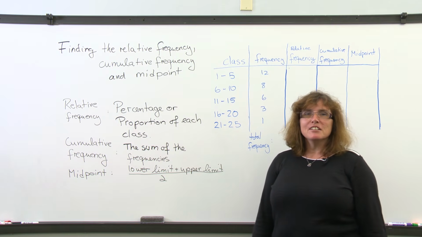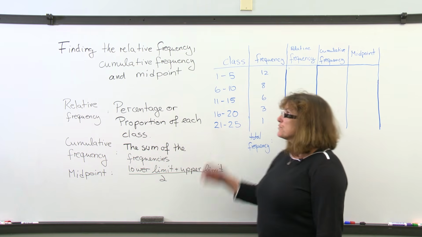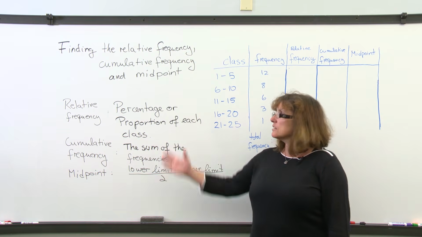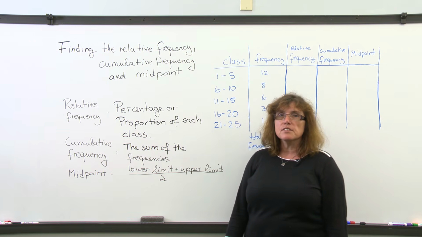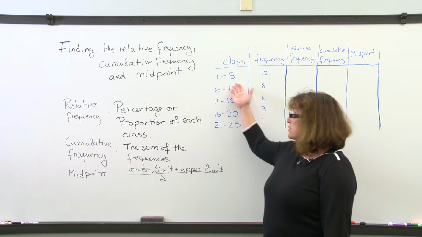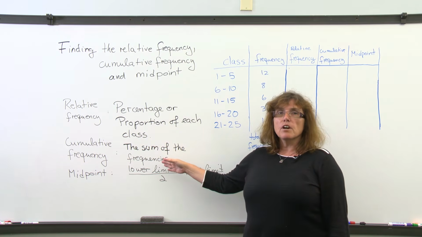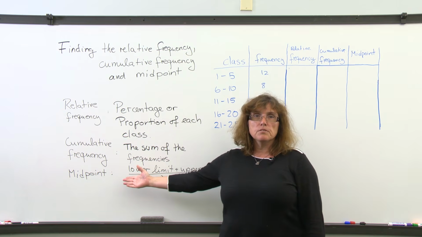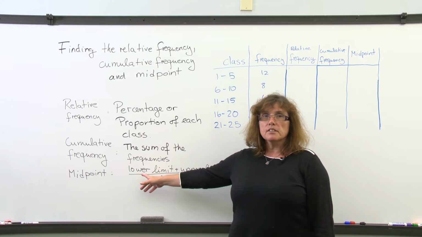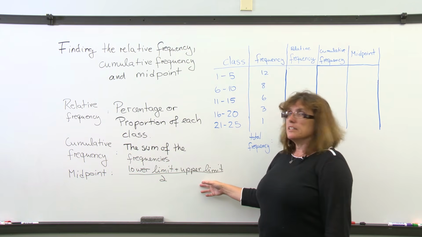Today we're finding the relative frequency, the cumulative frequency, and the midpoint of a frequency table that are already posted here. Now let's just take a quick look at the definitions. The relative frequency is the percentage or the proportion for each class. The cumulative frequency is the sum of all frequencies, and the midpoint, which we need for finding the mean and the standard deviation, is calculated by adding the lower limit plus the upper limit divided by 2.